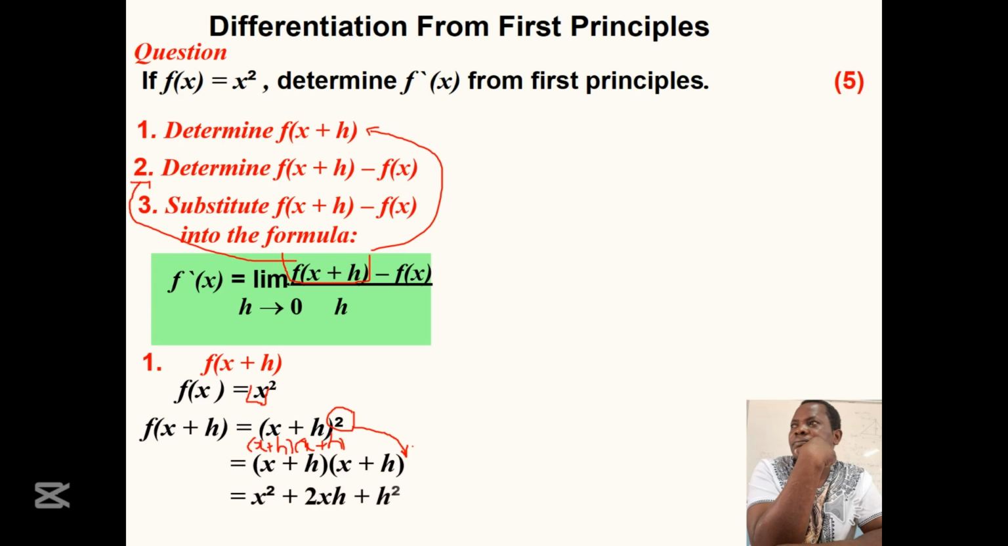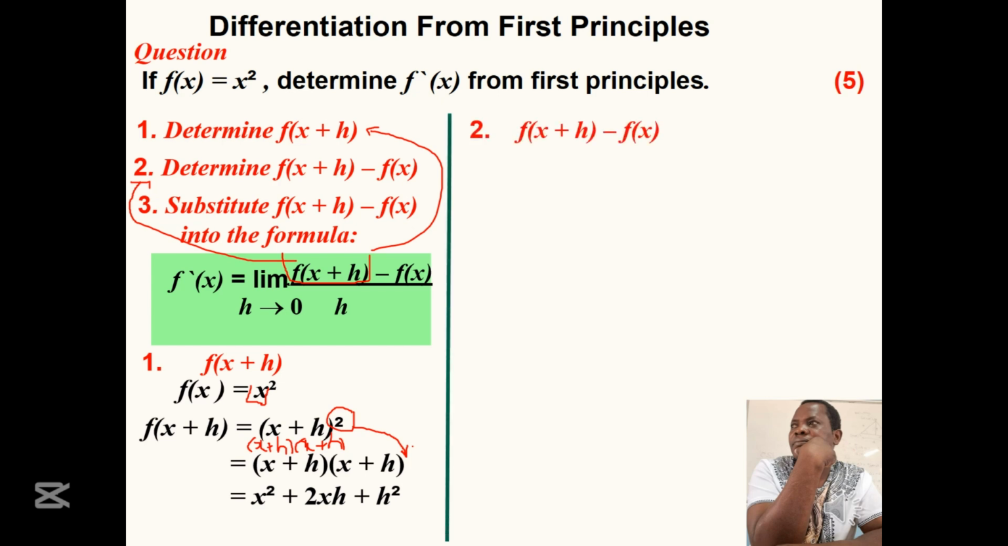Now, if you do that, this is our answer. X times x, we get x squared. X times h, we get xh. H times x, we get another xh. That ends up giving us 2xh. Then h times h, we get h squared. We have done the first calculation: calculate the value of f of x plus h. It means in your expression, replace x with x plus h and simplify.